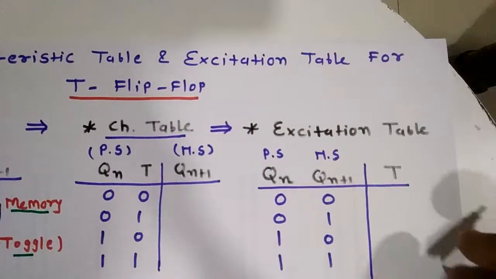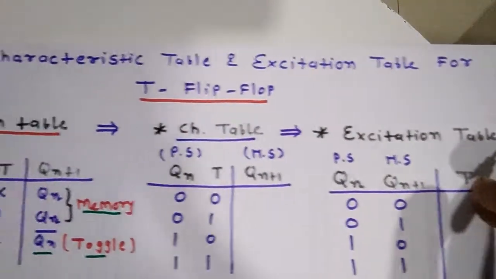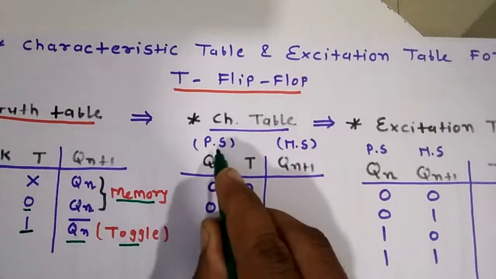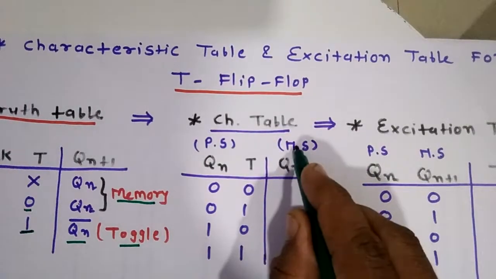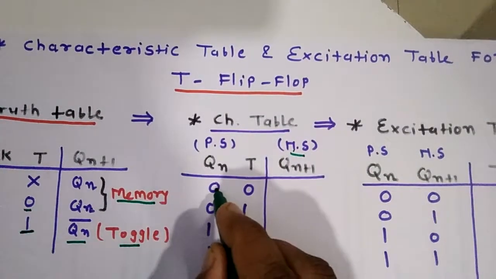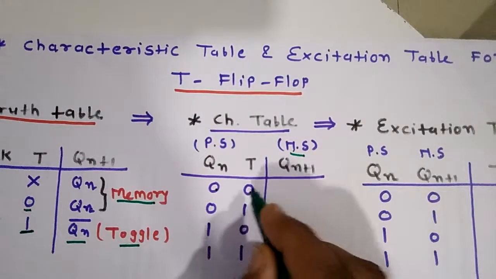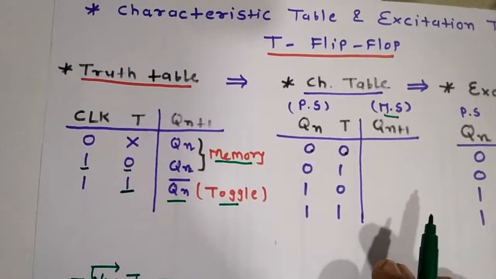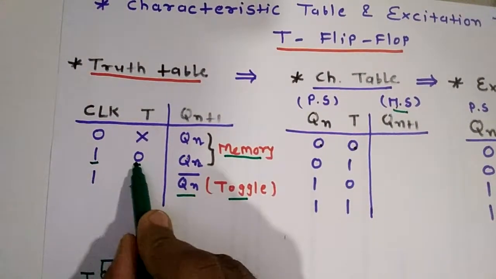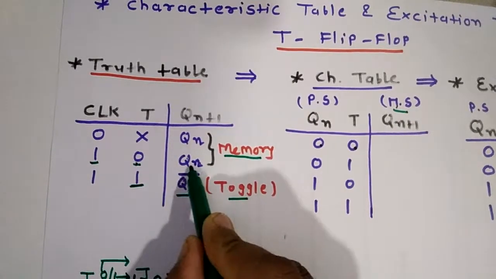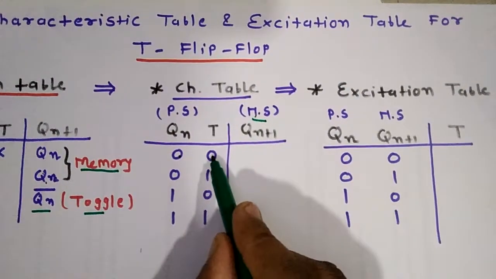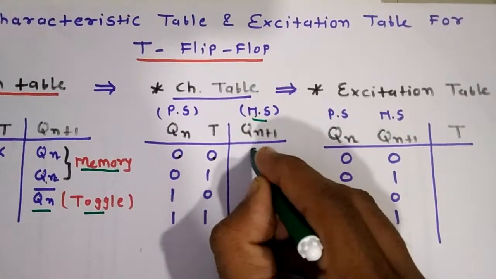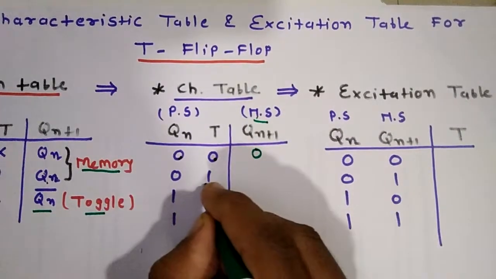Now next we see the characteristics table of the T flip-flop. In the T flip-flop, Q of n is called the previous state, and Q of n plus 1 means next state. If Q of n is equal to 0 and T is equal to 0, according to the truth table, if T equals 0, output is Q of n. So here Q of n is 0, so Q of n plus 1 is 0.